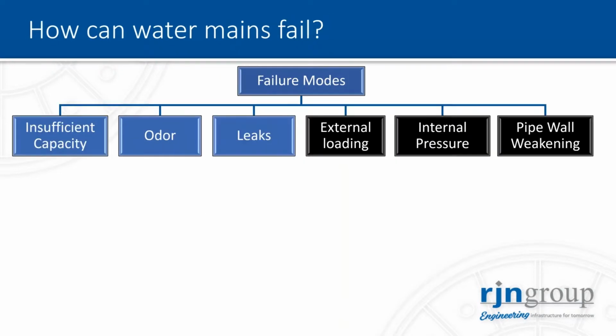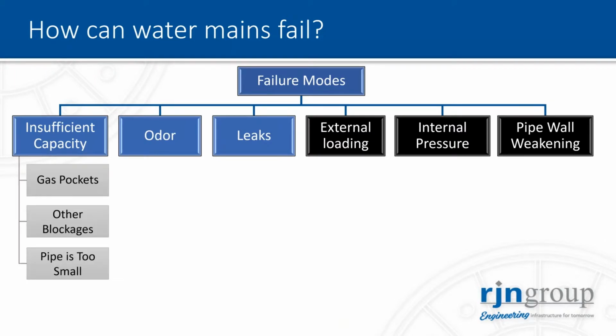So if we take a step back and look at how these fail, we talked about the insufficient capacity with gas pockets, other blockages, or doing hydraulic modeling. The pipe is too small. We do address issues with odor, and this is really more related to force mains, addressing air valve issues, but we do see air valve issues in water mains, typically causing the gas pockets.